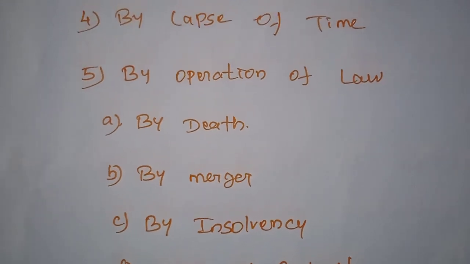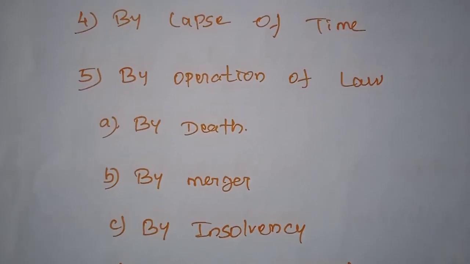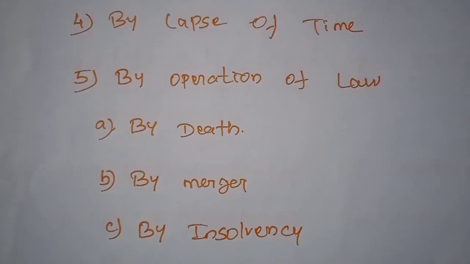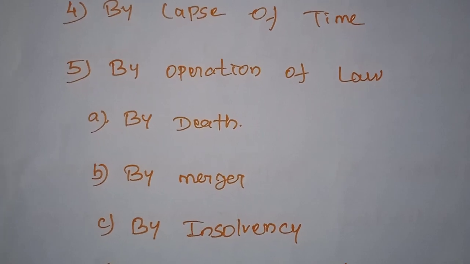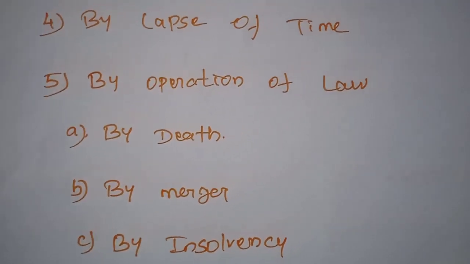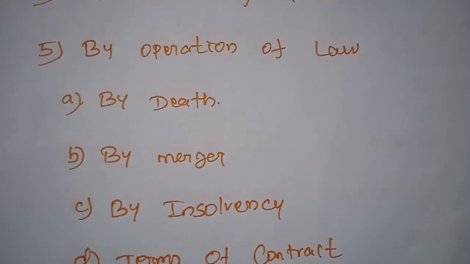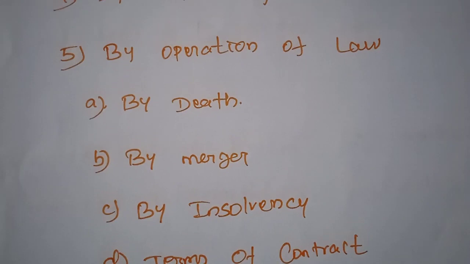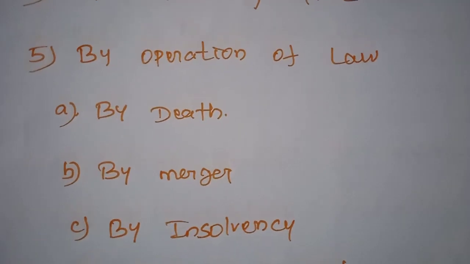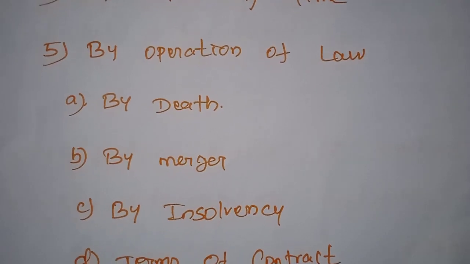A contract can be discharged by the operation of law. The operations of law by which a contract can be discharged are as follows. First one is by death. If the contract depends on personal skill or ability, then such a contract may be discharged on the death of the promisor. For example, the agreement may be made on the basis of the skill or ability of the promisor. In this case, if the promisor is dead, the contract may come to an end.